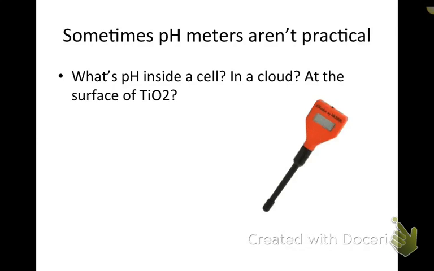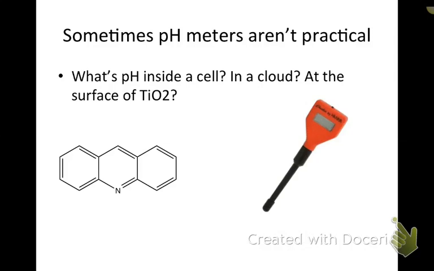Molecules do not have these constraints, though. So a molecular pH probe, such as acridine, can easily fit inside of a cell or in a cloud droplet, and it can also sit on top of a surface.